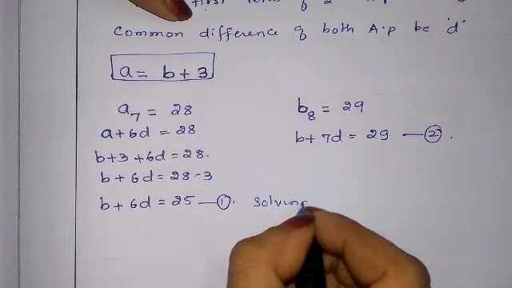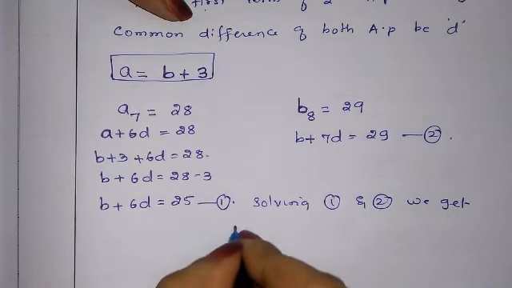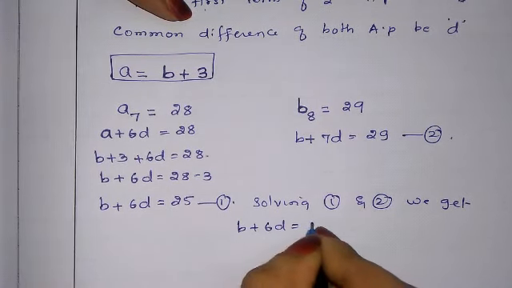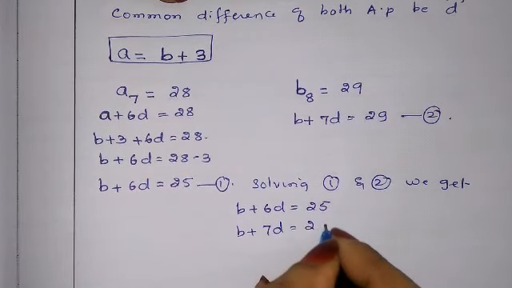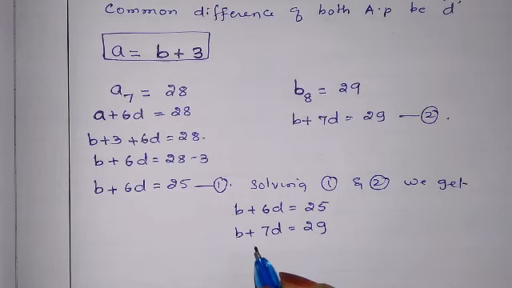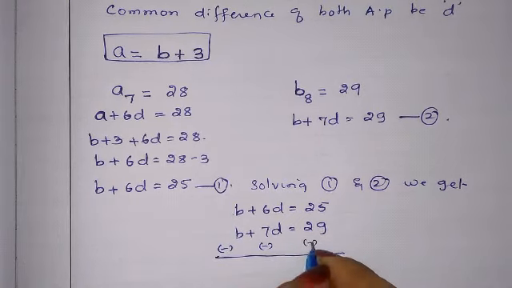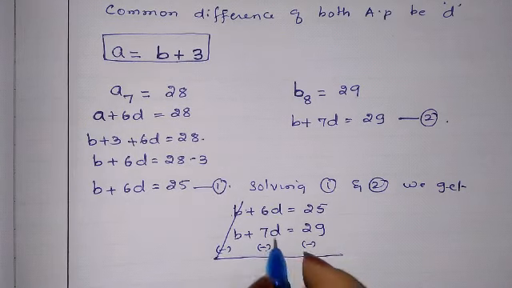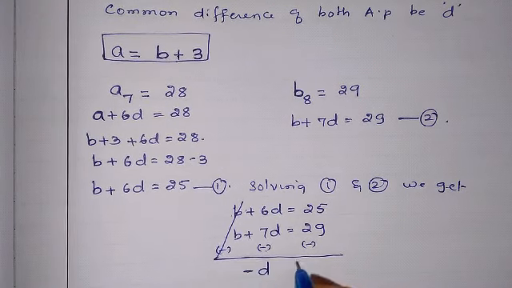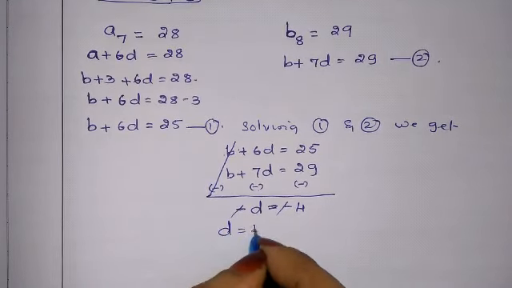Solving 1 and 2, we get B plus 6D equals 25 and B plus 7D equals 29. B we cannot cancel because they have the same sign, so let us change the sign: minus, minus and minus. So B gets cancelled. 7D minus 6D is D. On the right, 29 minus 25 is 4. So D is equal to 4.